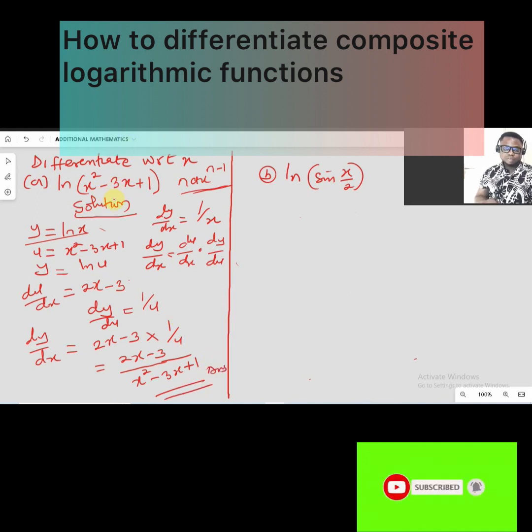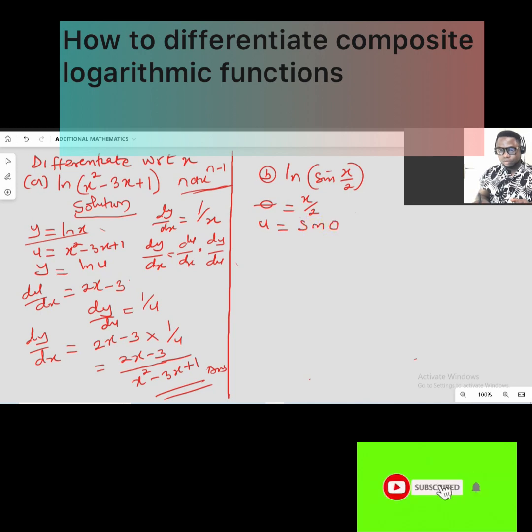Okay, it's very simple. Now I'm going to do the same thing in this second expression, the second question, which says ln(sine x over 2). Well, the question is I should differentiate with respect to x. Now what I need to do here is to break this thing down. I can call x over 2 theta. Replacing x over 2 with theta, it becomes sine theta. So now I can call that sine theta u.